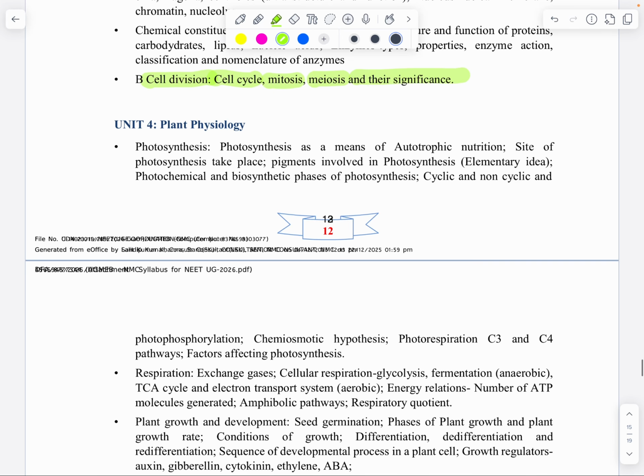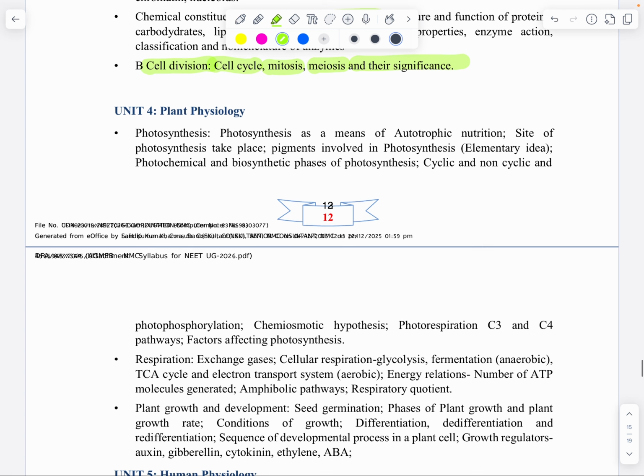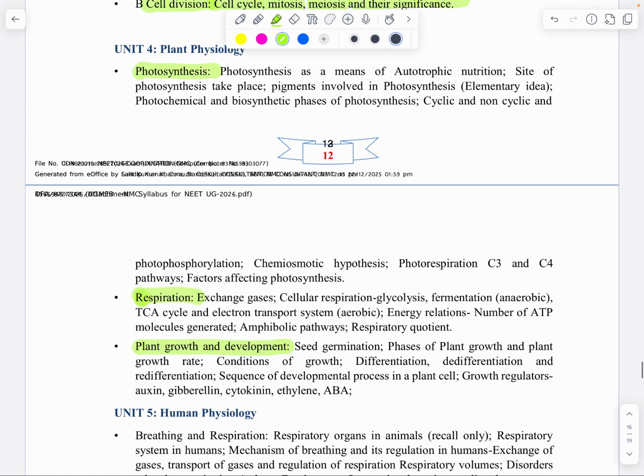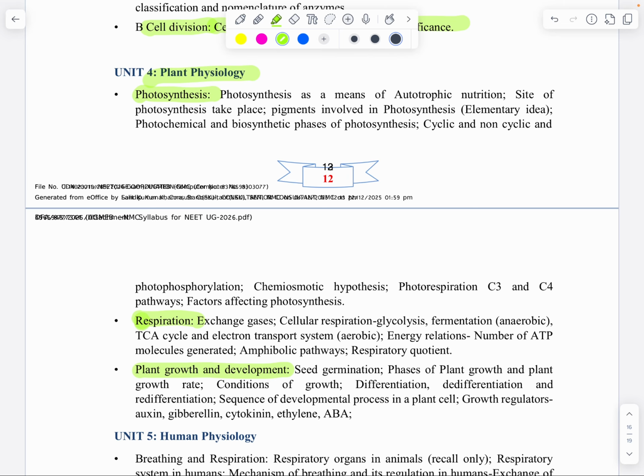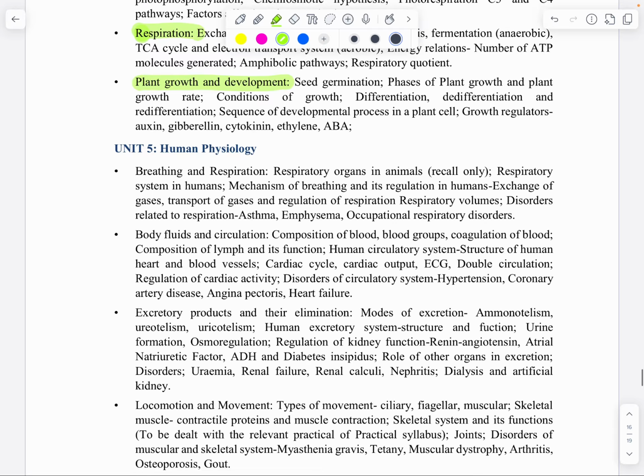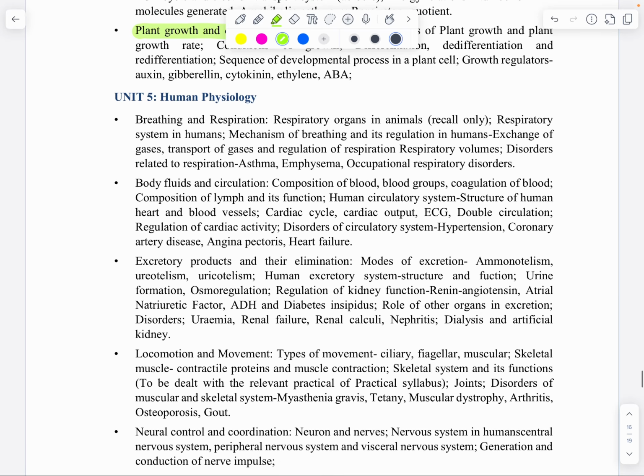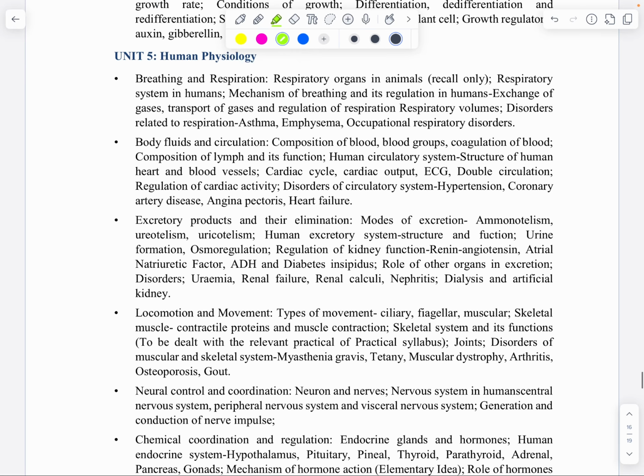The next unit is plant physiology. It includes 3 chapters, that is photosynthesis, respiration, and the plant growth and development. So you need to know the plant physiology as well. It is included in the NEET-UG. Many questions are asked from this chapter every year.